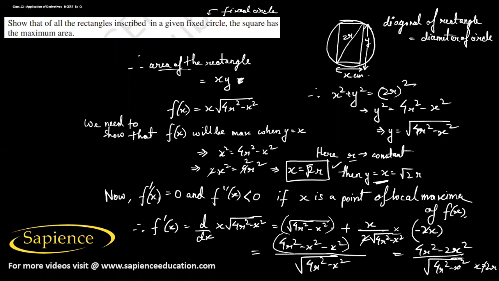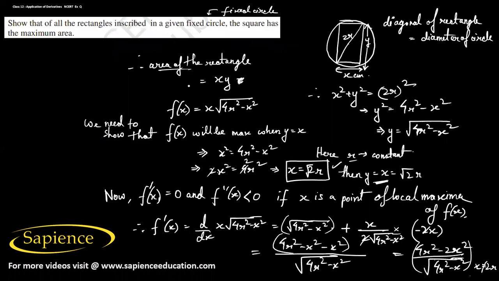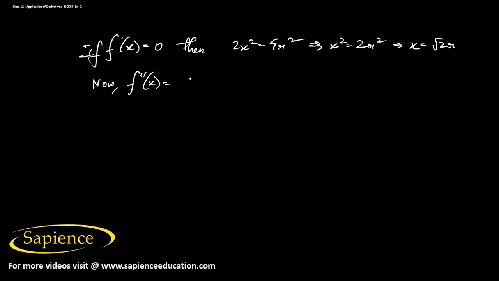Otherwise the denominator will become 0, and if the denominator is 0, then the fraction is undefined. So now we have to find f double dash x also. F double dash x will be d by dx of 4r square minus x square divided by square root of 4r square minus x square.